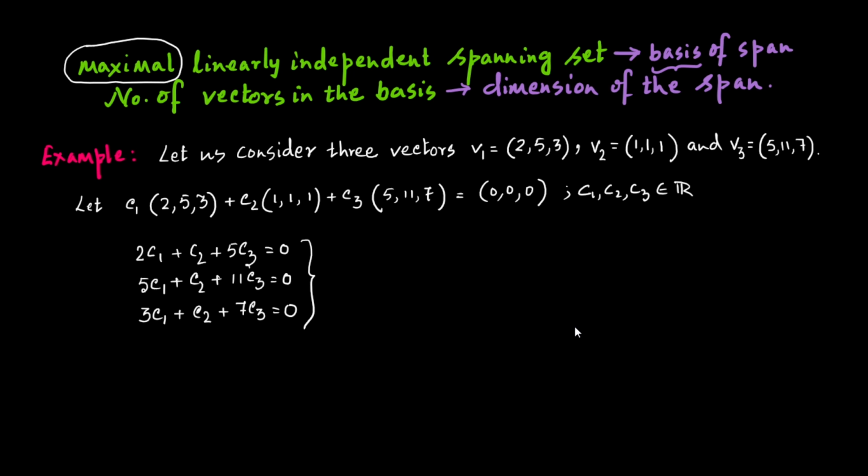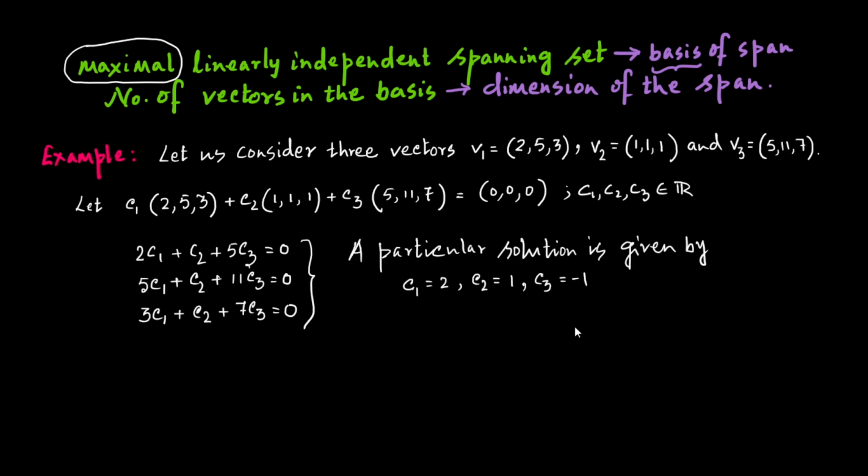Now, those who are familiar with the Gaussian elimination algorithm can very easily solve it using it. If you want a quick revision, you can check my previous video on the Gaussian elimination algorithm. If you solve it using Gaussian elimination or any method you wish, you will find that this system possesses an infinite number of solutions. One particular solution is C1 equal to 2, C2 equal to 1, C3 equal to -1. That means apart from C1, C2, C3 all equal to 0, we have non-zero solutions for this system as well.